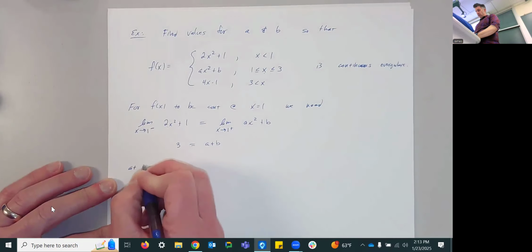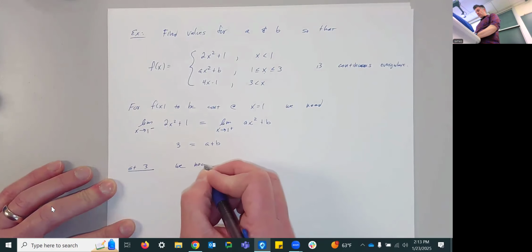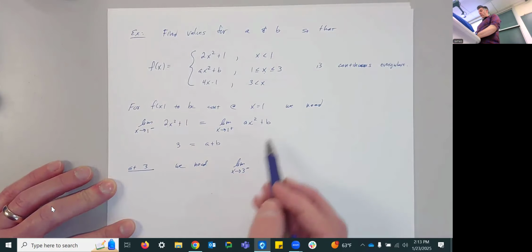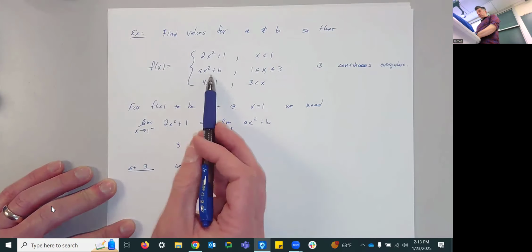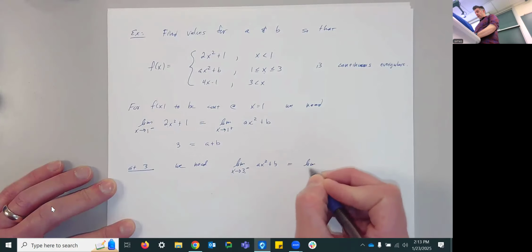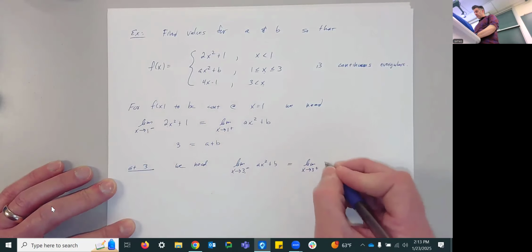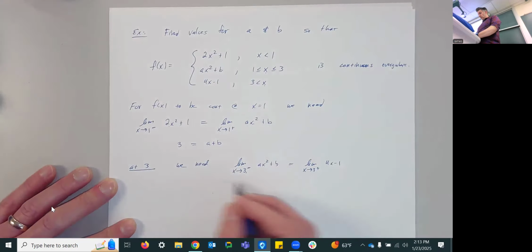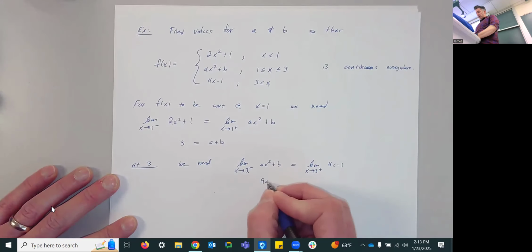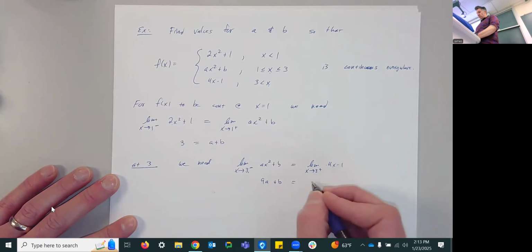So at 3, same kind of idea. We need the limit as x approaches 3 from the left of f of x, which is going to be the ax squared plus b piece, to be equal to the limit as x approaches 3 from the right. And if x is bigger than 3, we're using the 4x minus 1 piece. Setting them equal to each other, we get a times 3 squared, so 9a plus b, equal to 4 times 3 minus 1, which is 12 minus 1, which is 11.